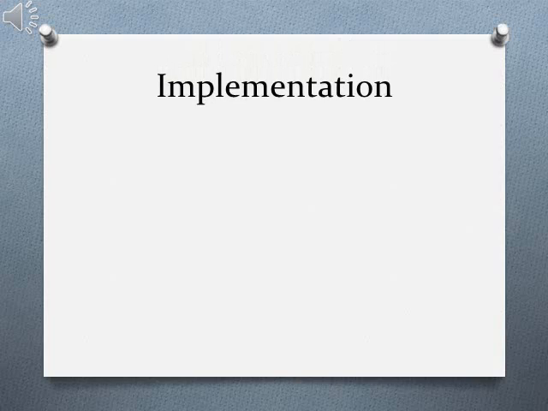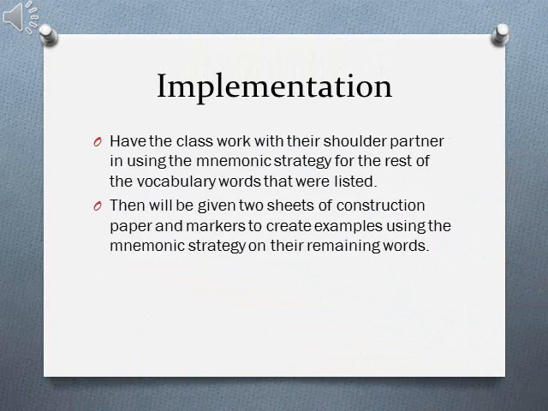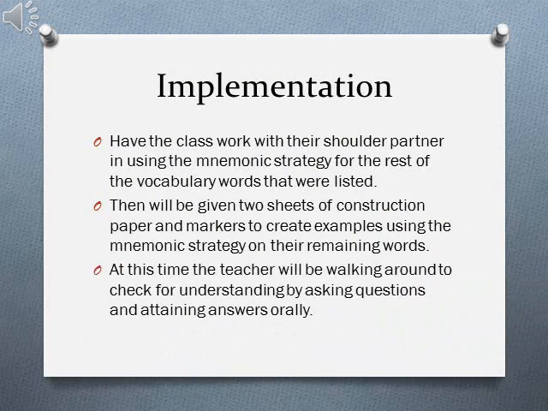When the teacher has completed modeling for the students with their help, the teacher will have the class work with their shoulder partner in using the mnemonic strategy for the rest of the vocabulary words that were listed. The students will save the last two words on their list to apply the strategy independently. Once the students have reached their last two words, they will be given 2 sheets of construction paper and markers to create examples using the mnemonic strategy on their remaining words.